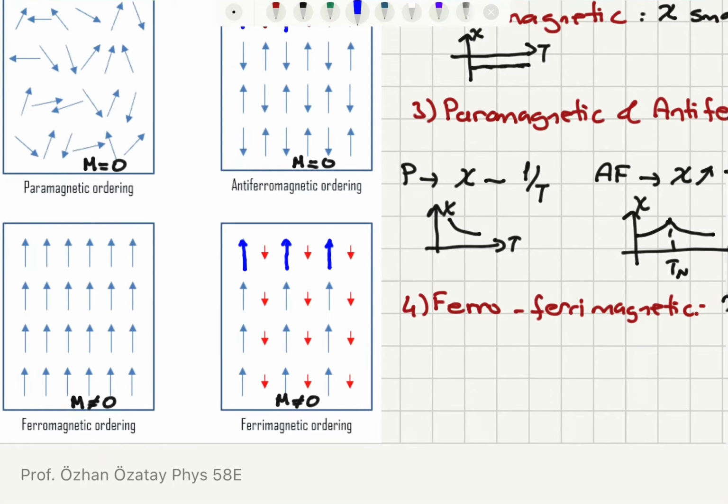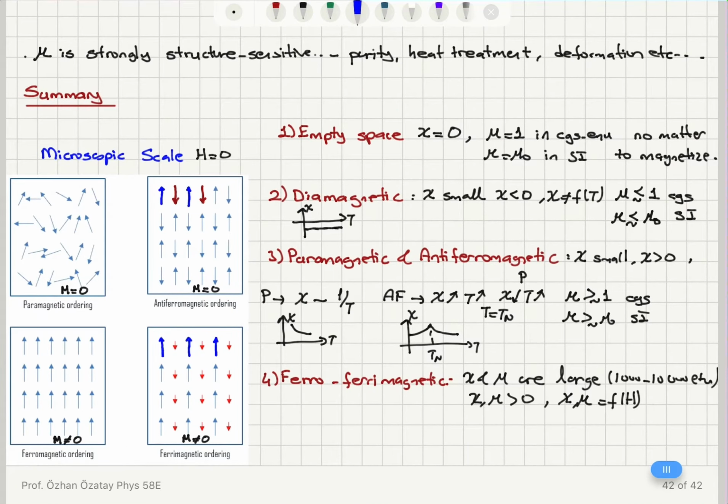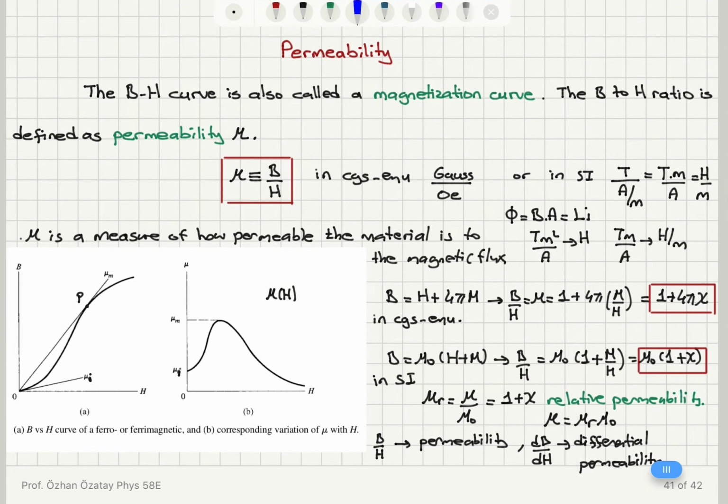So we have a net moment which is pointing up in this case. So the total magnetization is not zero. We have talked about permeability, which is the ratio of magnetic induction to magnetic field. In CGS EMU, it's measured in Gauss per Oersted. In SI, it's in Henry per meter. And mu is a measure of how permeable the material is to the magnetic flux.